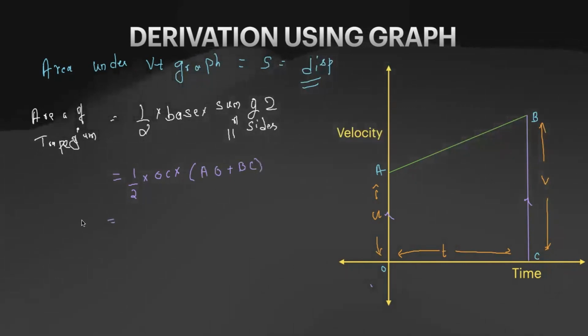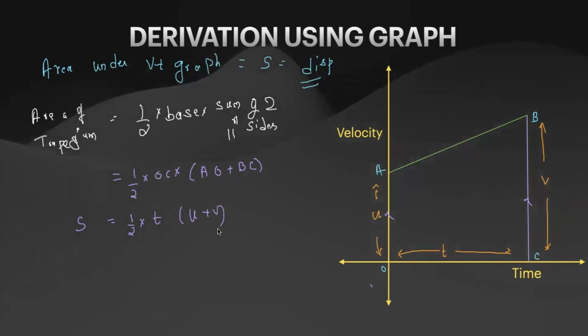The area of the trapezium is nothing but the area under the velocity-time graph. Area under the velocity-time graph gives us displacement. OC is time. AO plus BC is nothing but AO is U, BC is V. And don't you think this is what we got in the first part of the derivation of the second equation of motion? So we have got this directly.